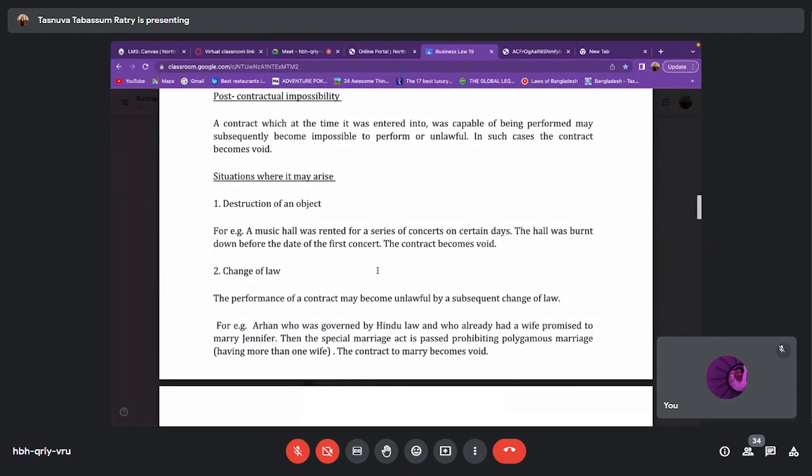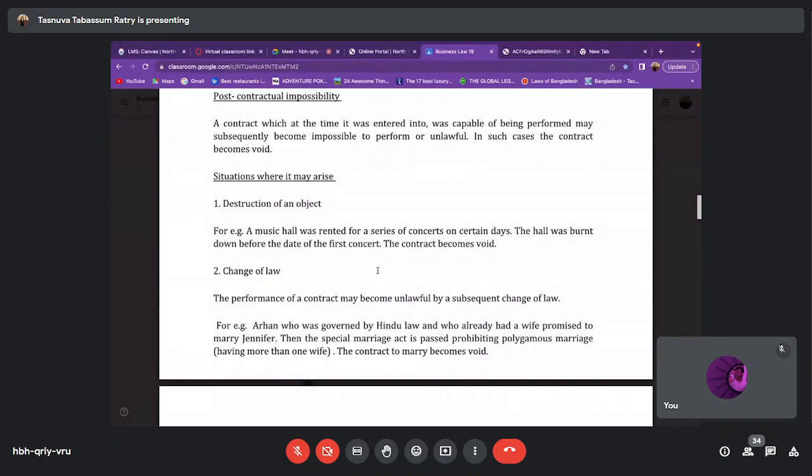Let's see situations where it may arise. First situation, as we just discussed, destruction of an object. The lawful object for which the parties entered into the contract, if that object is destroyed, it will become impossible for the parties to perform. As a result, the contract will be terminated.